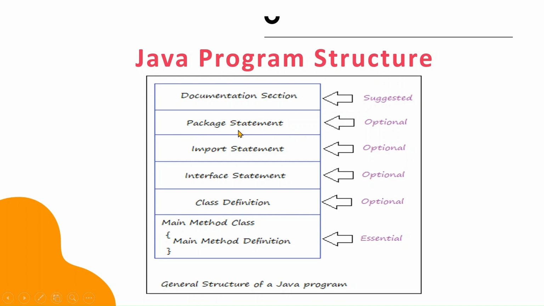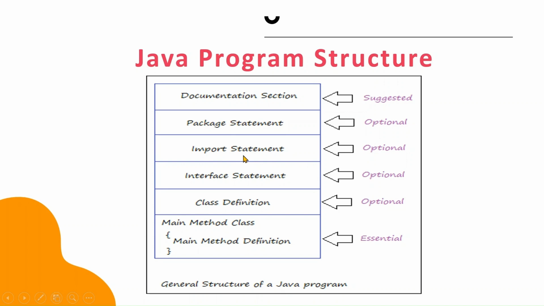Then if you want to create any package in your application, that needs to be the next line, because all programs we may not create packages, but wherever you work with creating the package, you need to write the package keyword followed by the package name. So the package is a collection of classes and interfaces. That is optional.